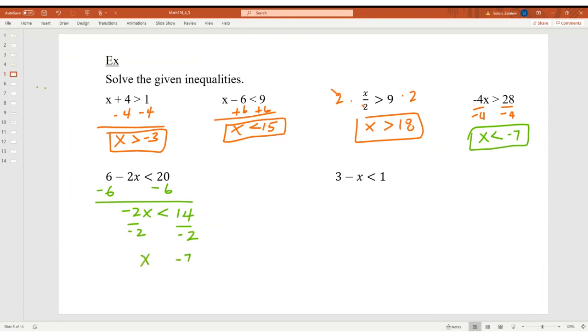I'm not going to use less than now. I have to switch it and use greater than. That's basically the only difference from solving equations. Otherwise, it's exactly like solving a linear equation. So the only time you switch the inequality is when you multiply or divide by a negative number. Now try the last example here on this slide, and after that we'll see multi-step equations.